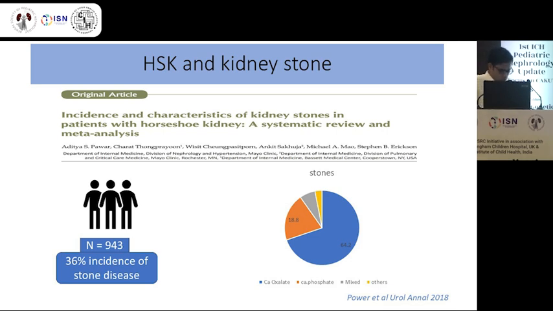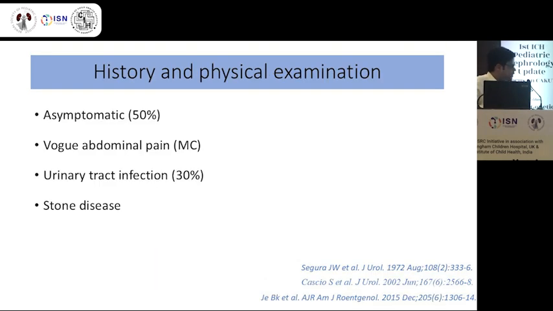How the kidney stone is formed, I already mentioned. Here is a study that pooled the incidence in 943 patients, and it shows around 36% incidence of renal stones. The most common stone is calcium oxalate, with hypercalciuria, and next is calcium phosphate. Most of the kids present asymptomatically, with the horseshoe kidney detected after an ultrasound done for another reason, and they could have flank pain, or present with urinary infection or stone disease.